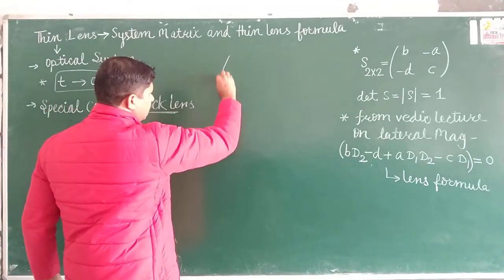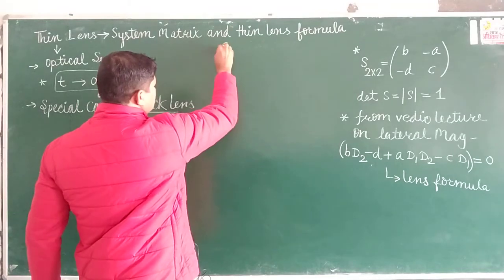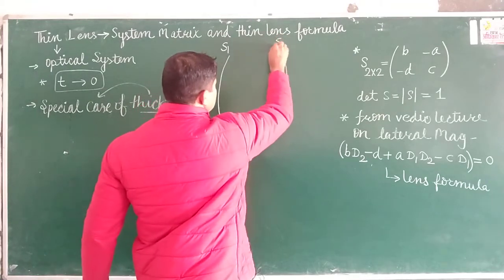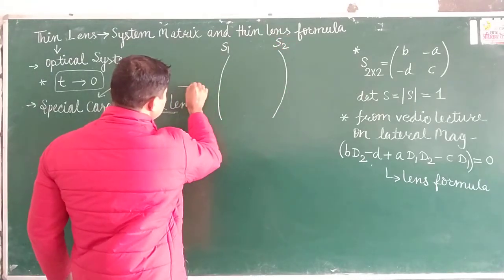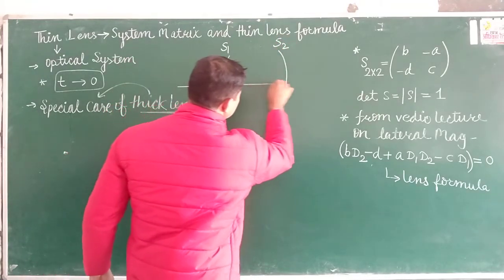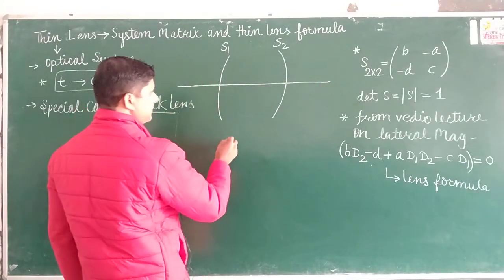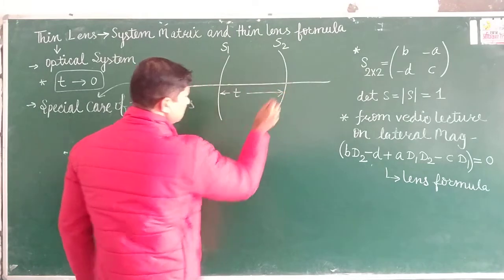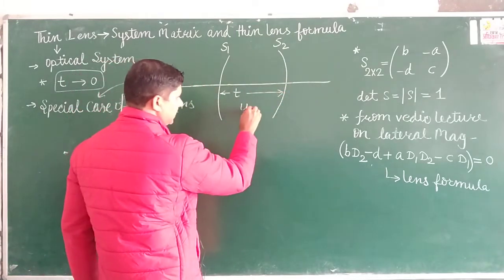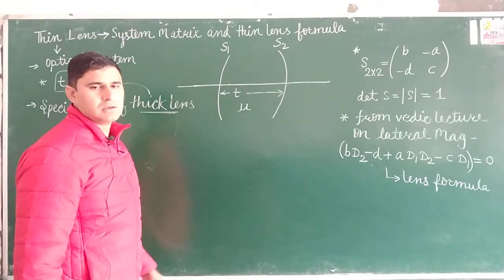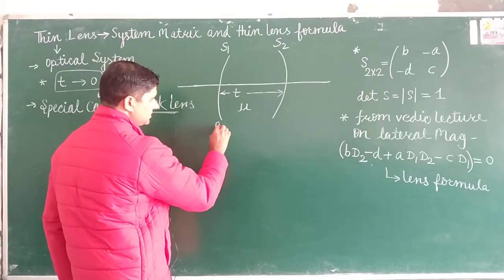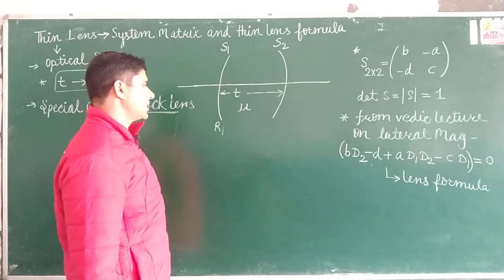We have a thick lens where this is the first surface and this is the second surface, and this is the optical axis. The thickness of this lens is small t, the refractive index of the material of this thick lens is mu, and the radius of curvature of this first surface is R1.